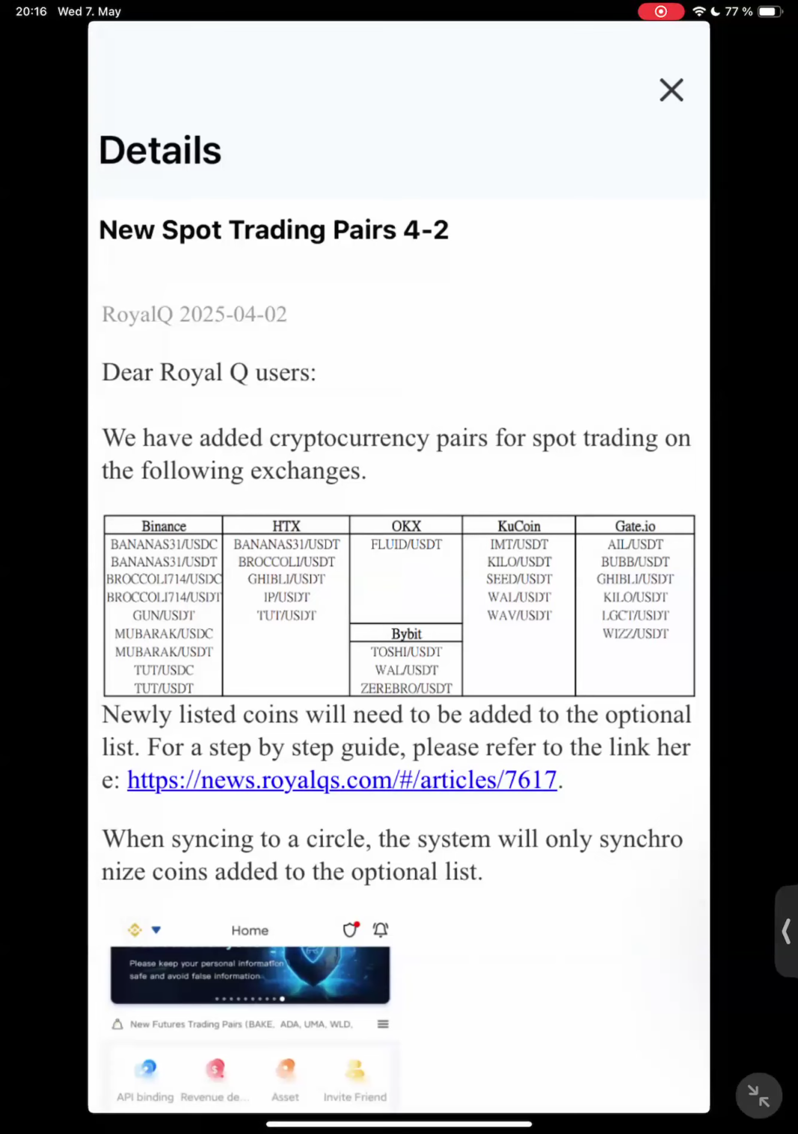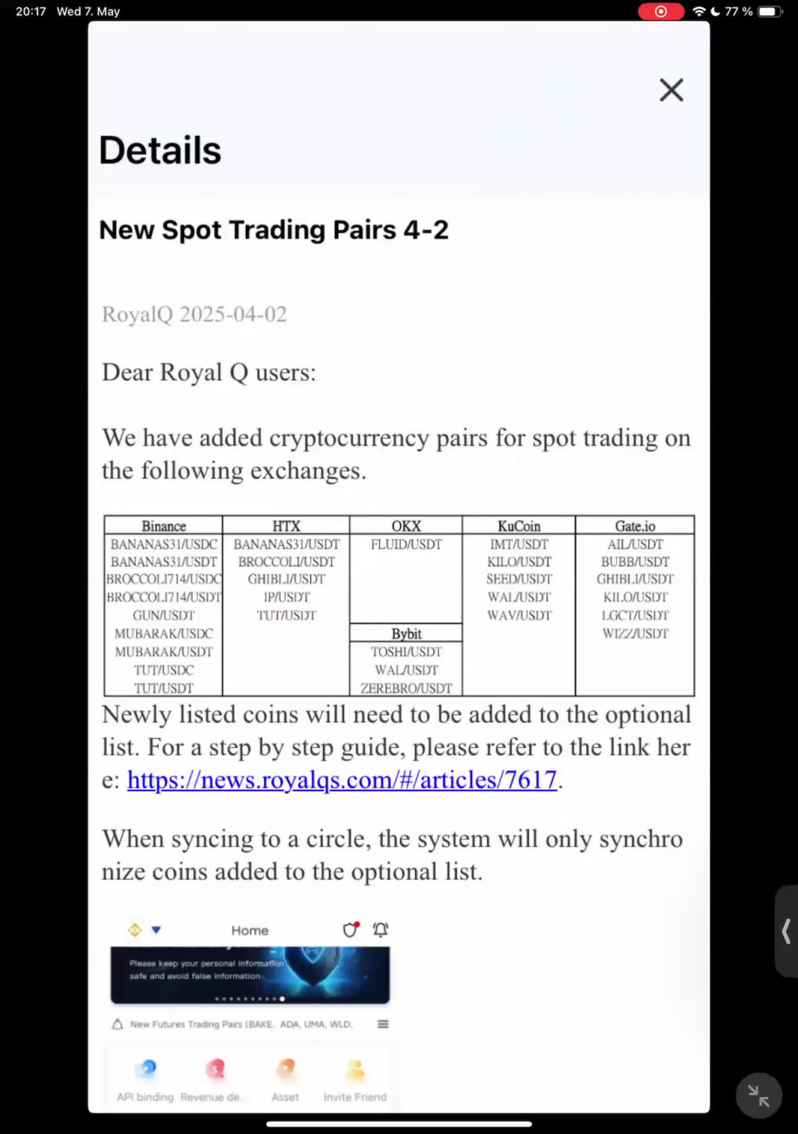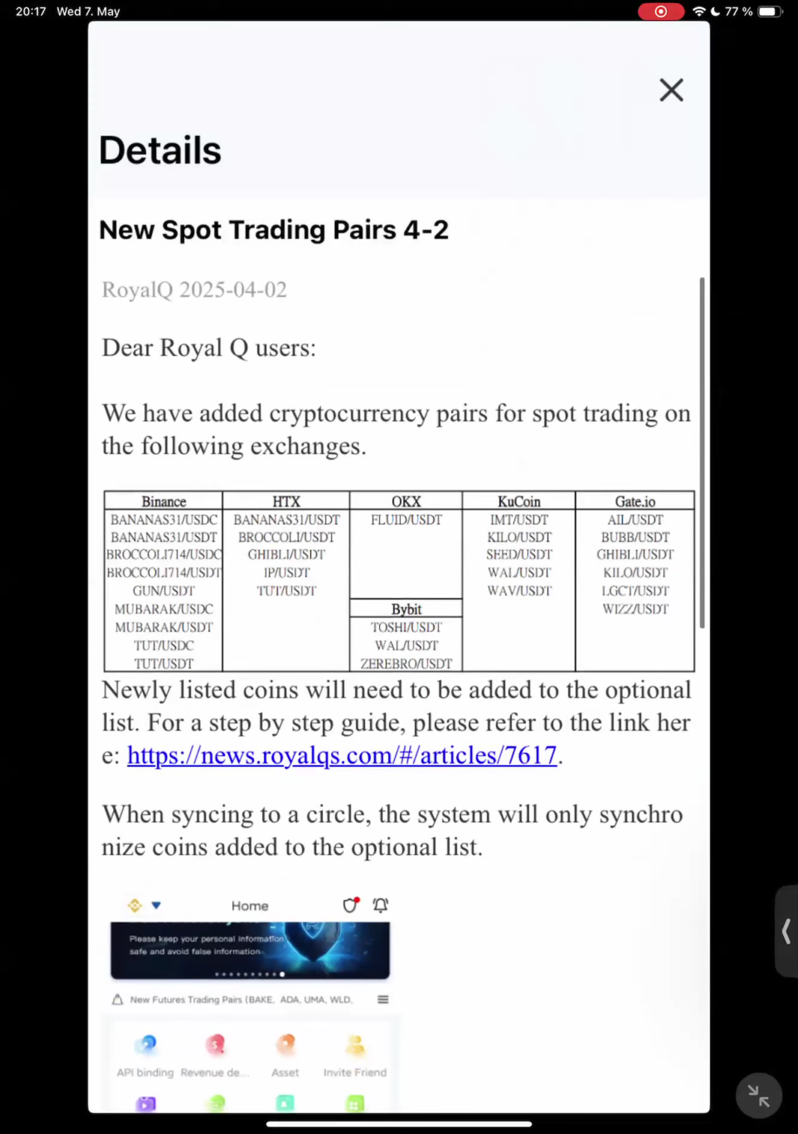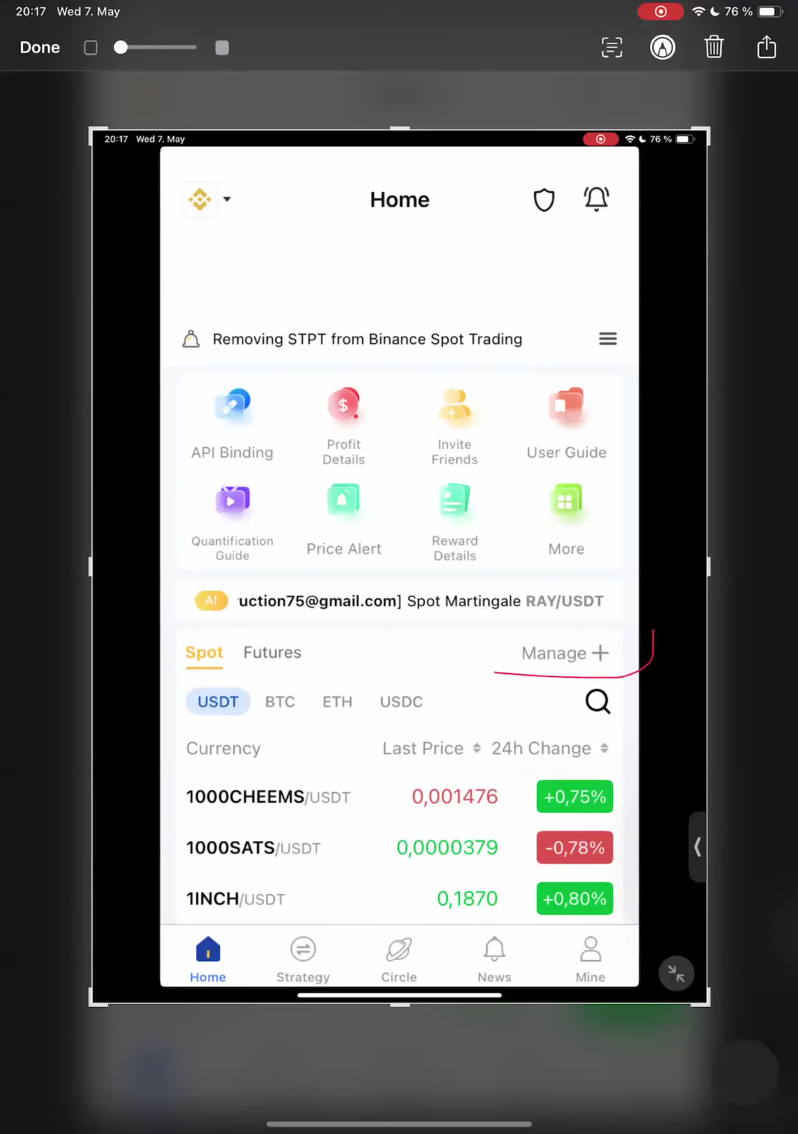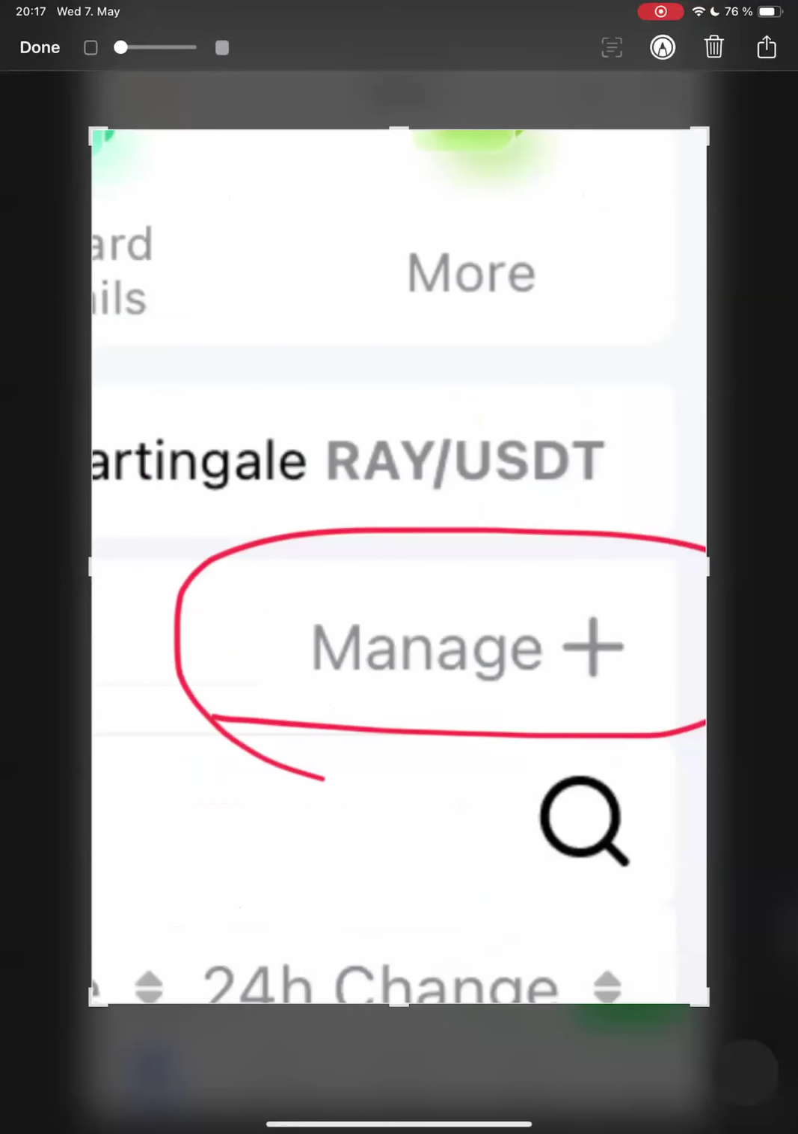Now it's not compulsory to add these coins, okay? It's not compulsory for you to add them, but you can add them on a single basis. Let's say, for instance, you are using KuCoin and you want to add only the IMT USDT, you don't want to add the rest, you could simply search for it.